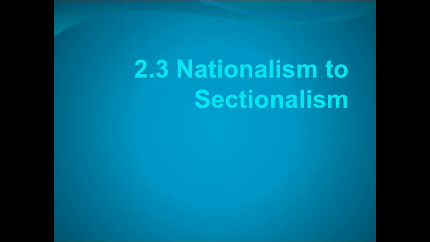We're going to look at 2.3, Nationalism to Sectionalism. In the last few units we were talking about how we have this westward expansion and this growing sense of nationalism in the country, and today we're going to look at how that nationalism really quickly turned to sectionalism.